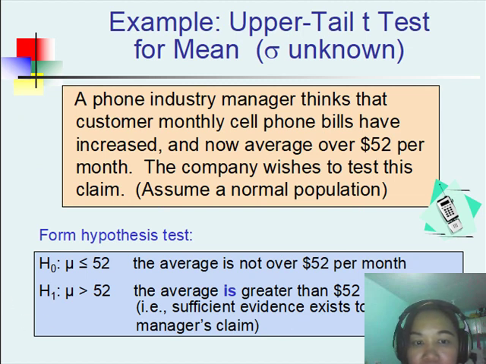Okay. Example: a phone industry manager thinks that customer monthly cell phone bills have increased and now average over $52 per month. The company wishes to test this claim, so we assume a normal population. Okay, so our null hypothesis is mu less than or equal to 52, meaning the average is not over $52 per month, against the alternative that it is greater than 52, meaning the average is greater than $52 per month. Okay, so if we reject the null, then we conclude there is sufficient evidence.